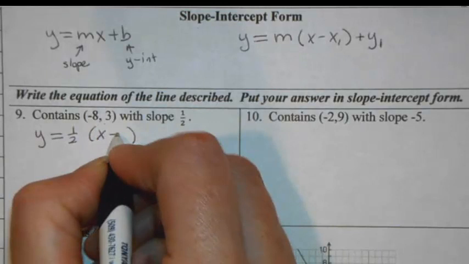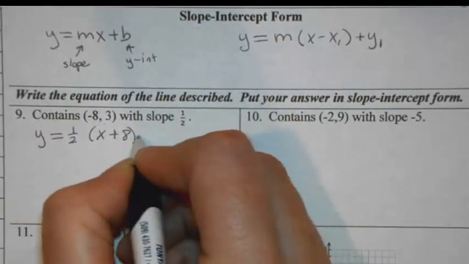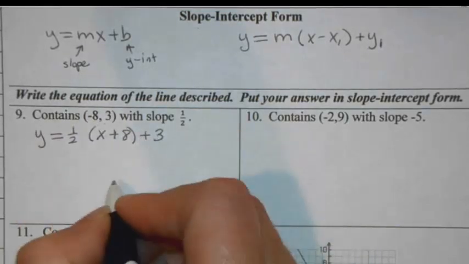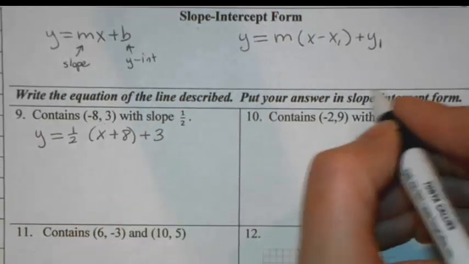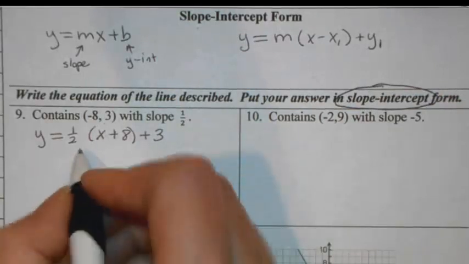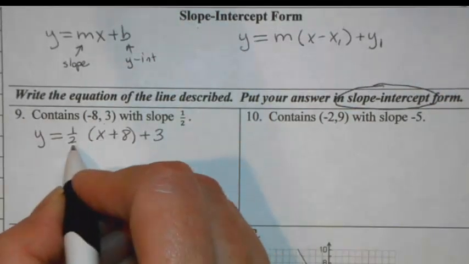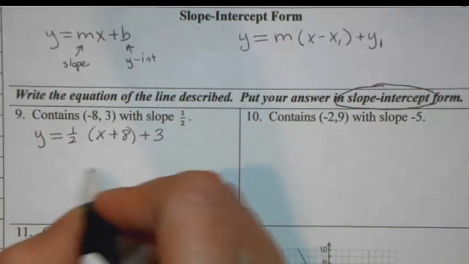It's x minus that -8, so we'll make it plus 8, then bring down the 3 as a plus 3. That's our point slope form. We need our answer in slope-intercept form. So to do that, all I do is simply distribute and get rid of the parentheses and add the 3 on at the end.